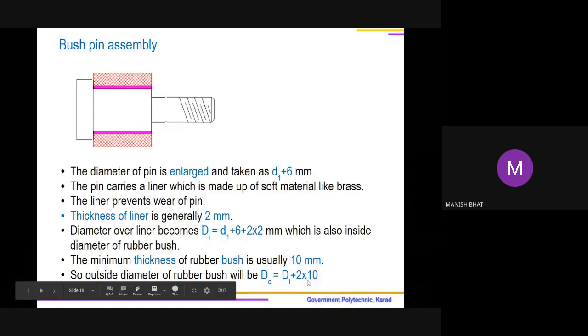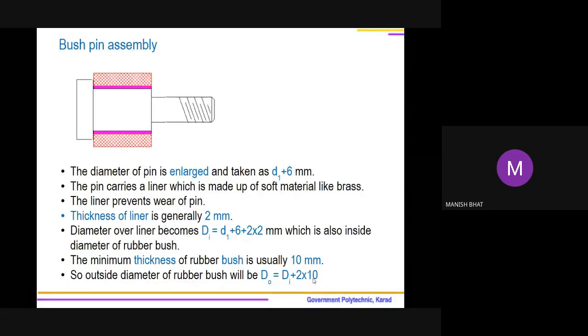If the minimum thickness we selected is 14, I will be adding 2 into 14. So this gives me the outside diameter of the liner. Outside diameter of liner will be DI, the inside diameter of liner, plus 2 times the thickness of this rubber bush used. So please understand and keep in mind this particular bush pin assembly which we will be designing next.